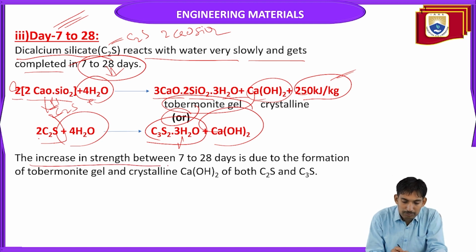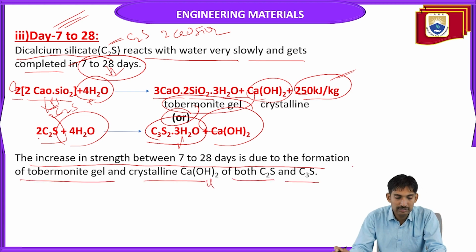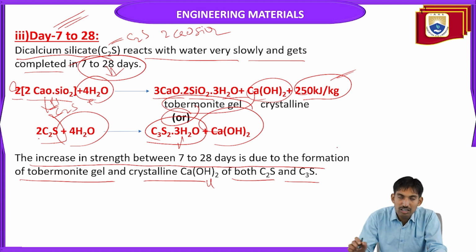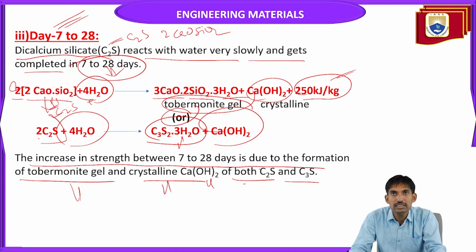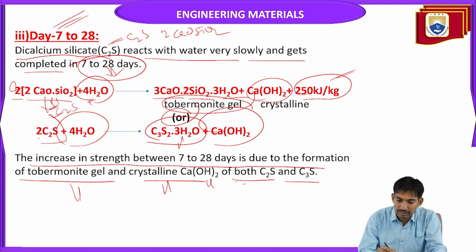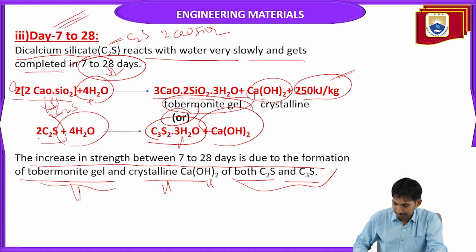The increase in strength between 7 to 28 days is due to the formation of tobermorite gel and crystalline Ca(OH)2 from both C2S and C3S. These are the reason for the strengthening of the cement.